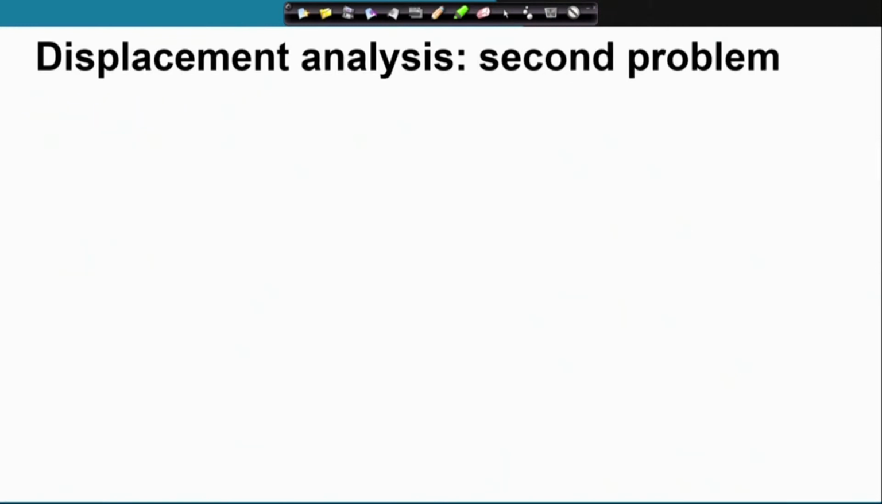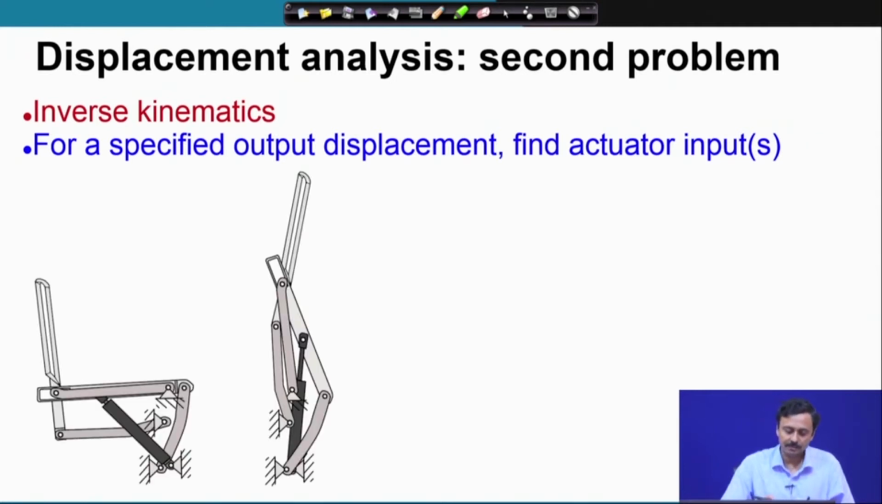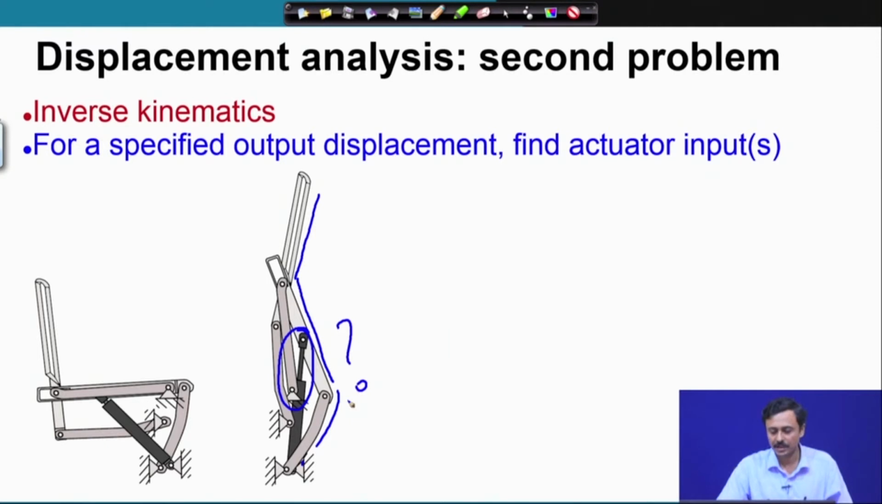The second problem is that of the inverse problem. So, inverse kinematics problem: for a specified output displacement, find the actuator inputs. This is very relevant. If I want to position, for example, this chair to the standing position, I am specifying this position, what should be the throw of this actuator? That is the inverse kinematics problem.